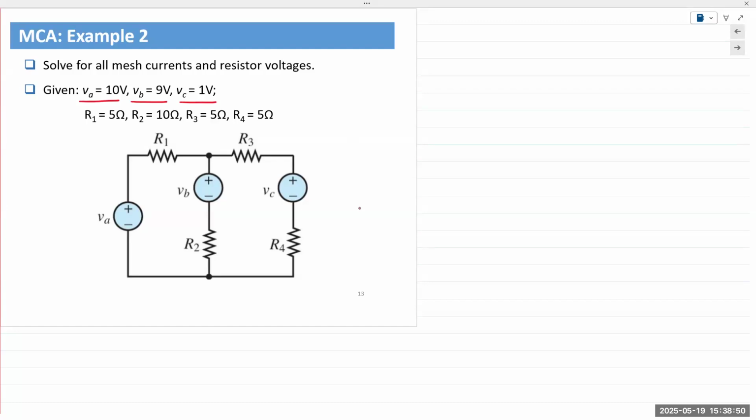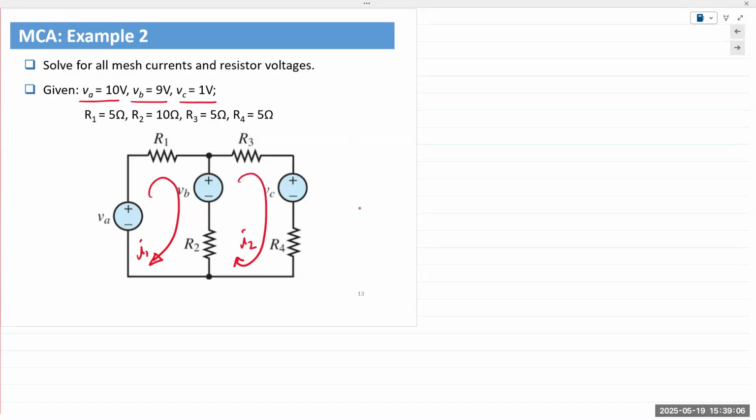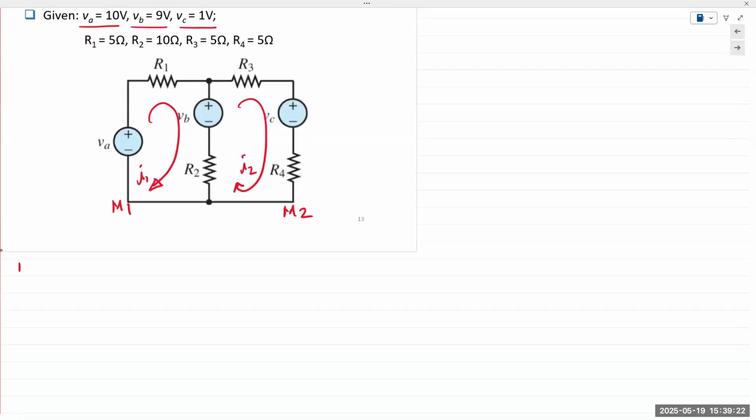So how many meshes do we see here? Just 2, right? Let's assign mesh current I1 in the clockwise direction. And then let's assign I2. Let's call this mesh 1. Let's call this mesh 2. So how many voltages do we have in mesh 1?